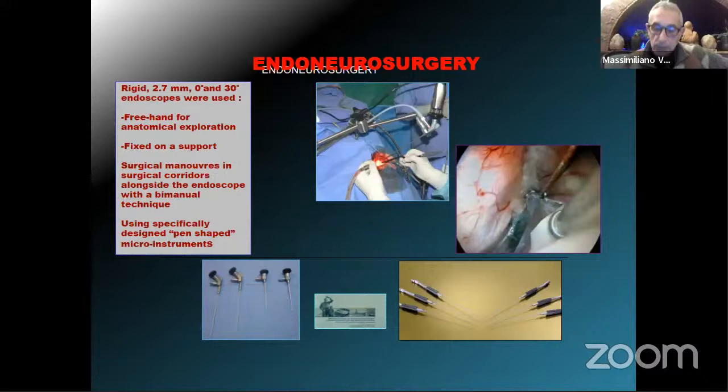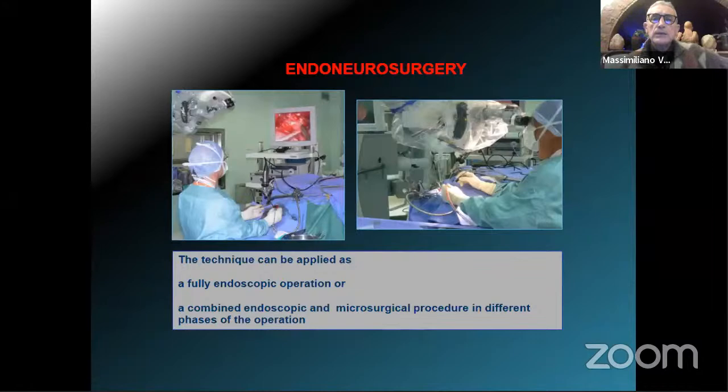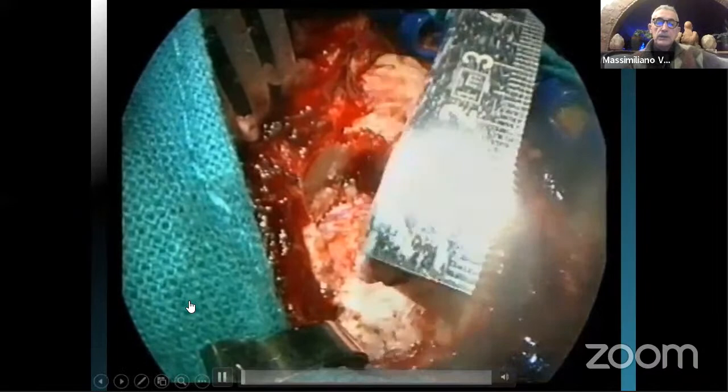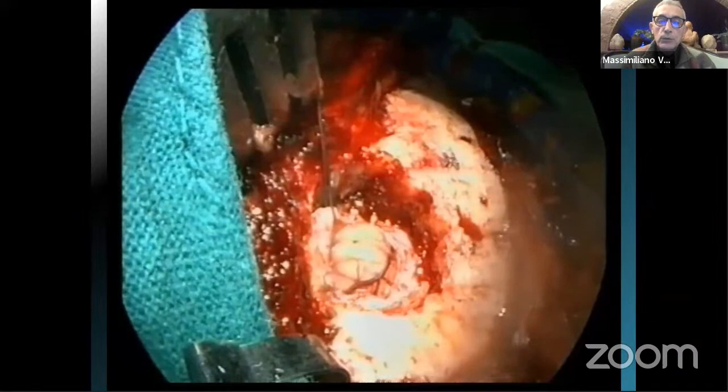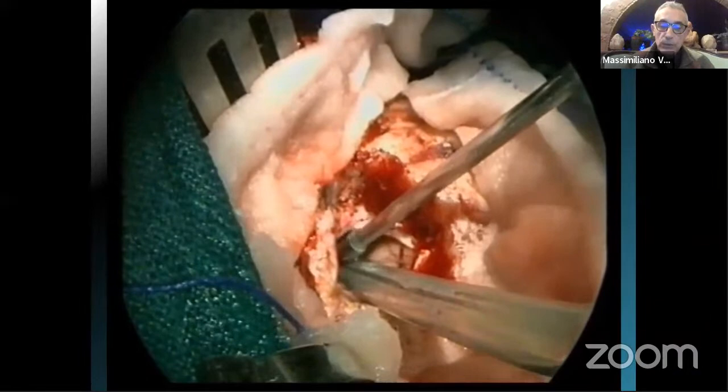And as you can see here, this is a typical endoscopic surgical theater with both the opportunity of microscope and endoscope with 4K visual opportunity. And this is one of our very first uses of endoscopy when we were used to perform a craniectomy.